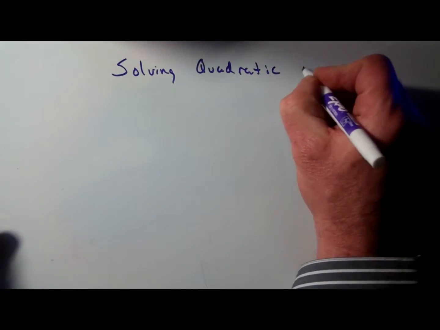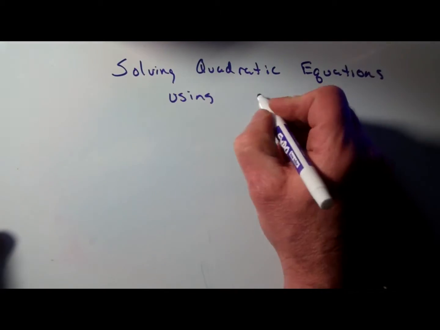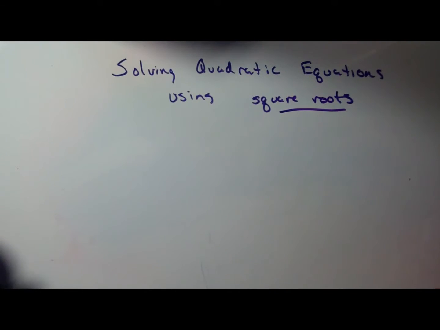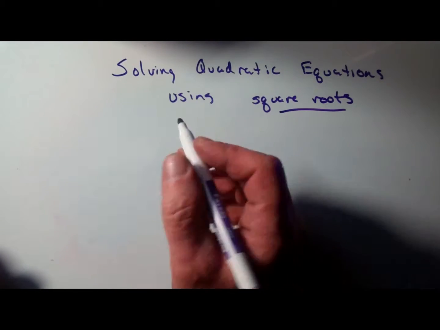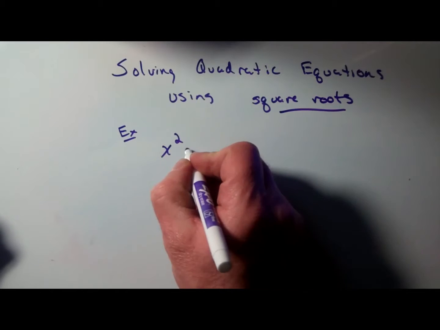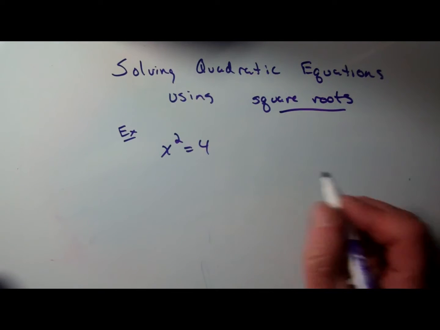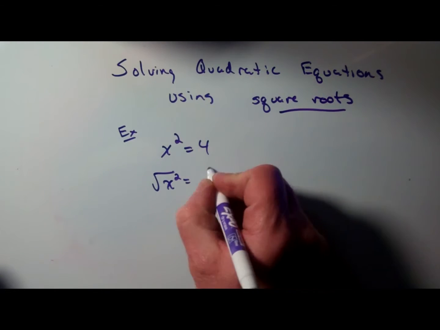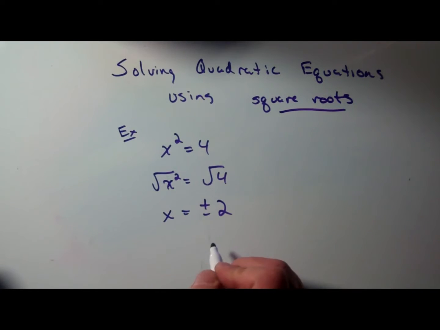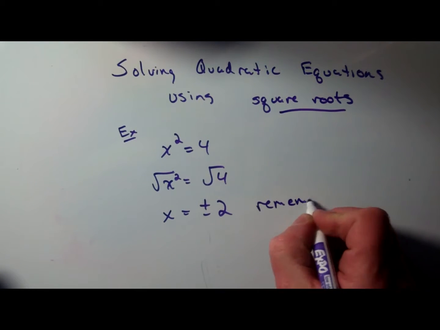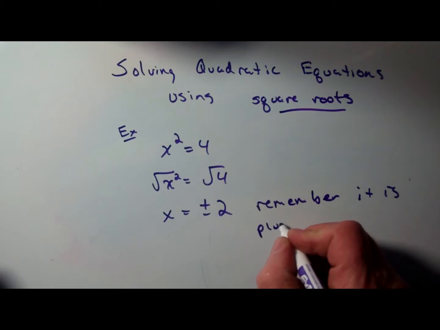Okay, solving quadratic equations using square roots. Now you'll see how easy this is. So here's an example. I have x squared equals 4. Now all you need to do is take the square root of both sides. Square root of x squared is x. Square root of 4 is plus or minus 2.